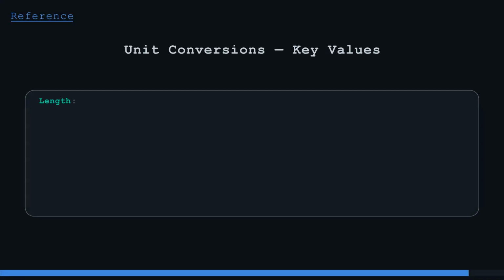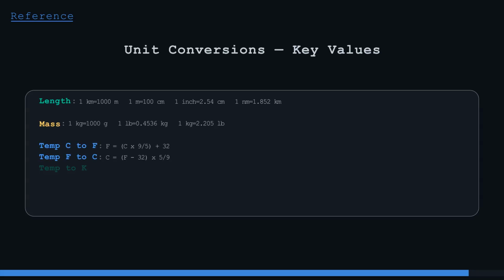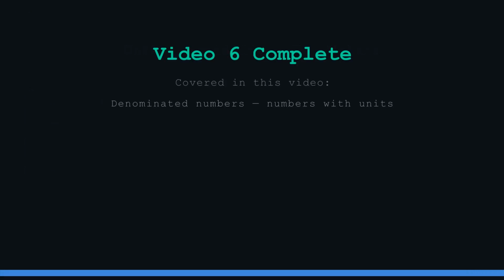Here is your reference card for unit conversions. For length, 1 kilometer is 1,000 meters, 1 inch is 2.54 centimeters, 1 nautical mile is 1.852 kilometers. For mass, 1 kilogram is 2.205 pounds. For temperature, F equals C times 9 over 5 plus 32. For pressure, 1 bar is 100,000 pascals, 1 atmosphere is 101,325.